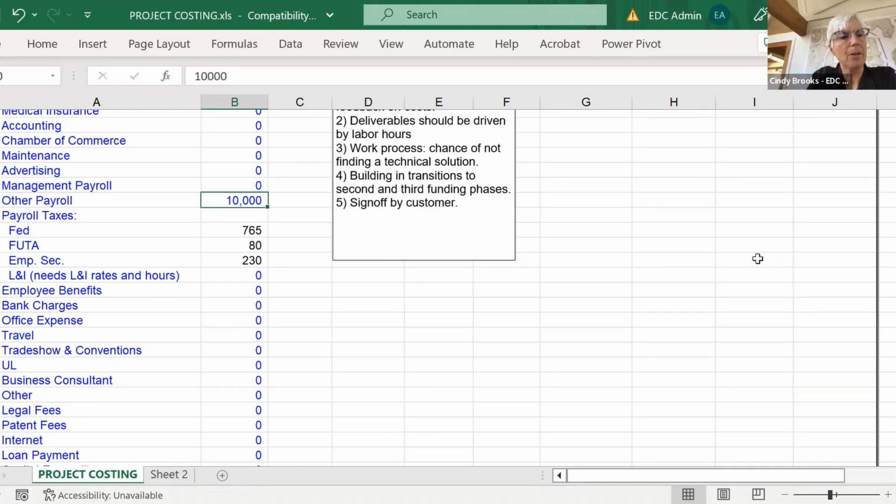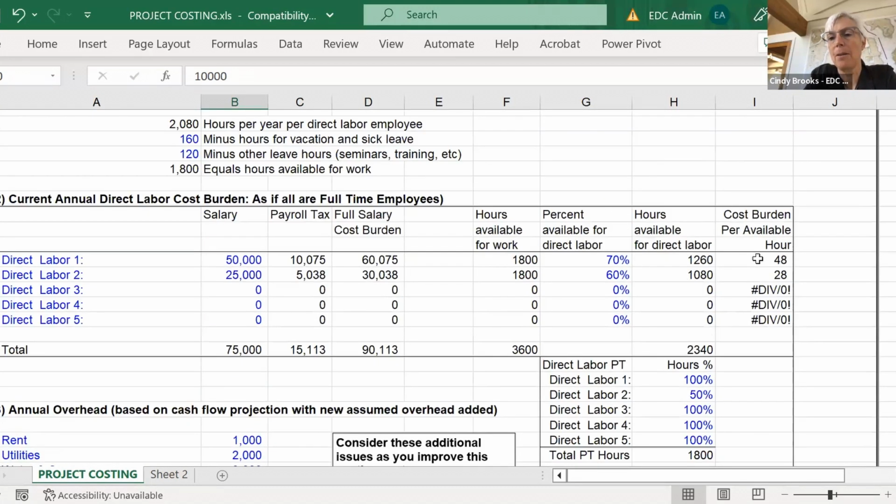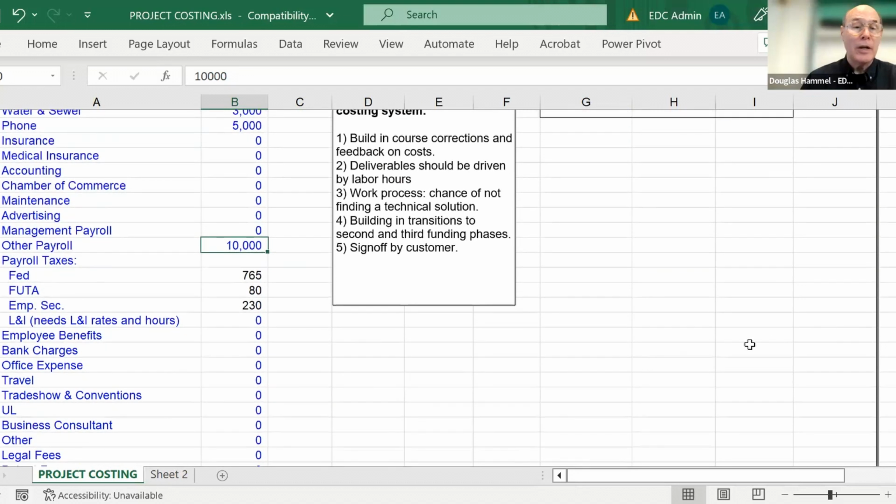Okay. And the medical insurance on line 104, does that account for both direct labor and back office? Let's see if there's medical up here, that's only for direct labor. That's the part of the cost burden for direct labor. If we had medical down here for office personnel, that would be separate.